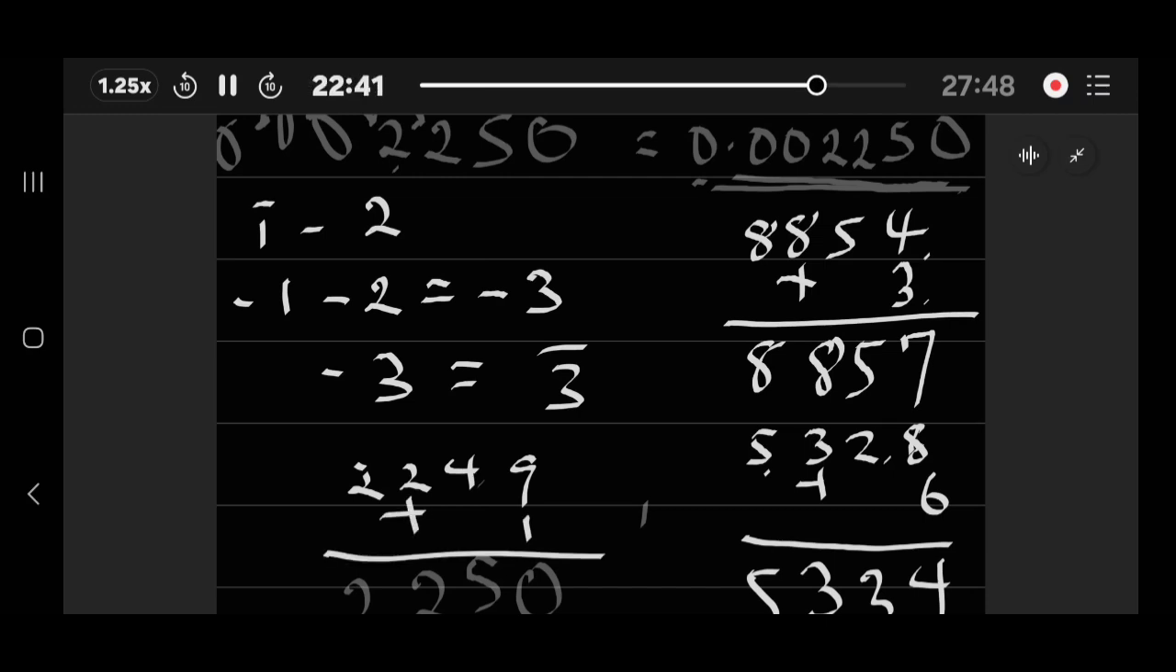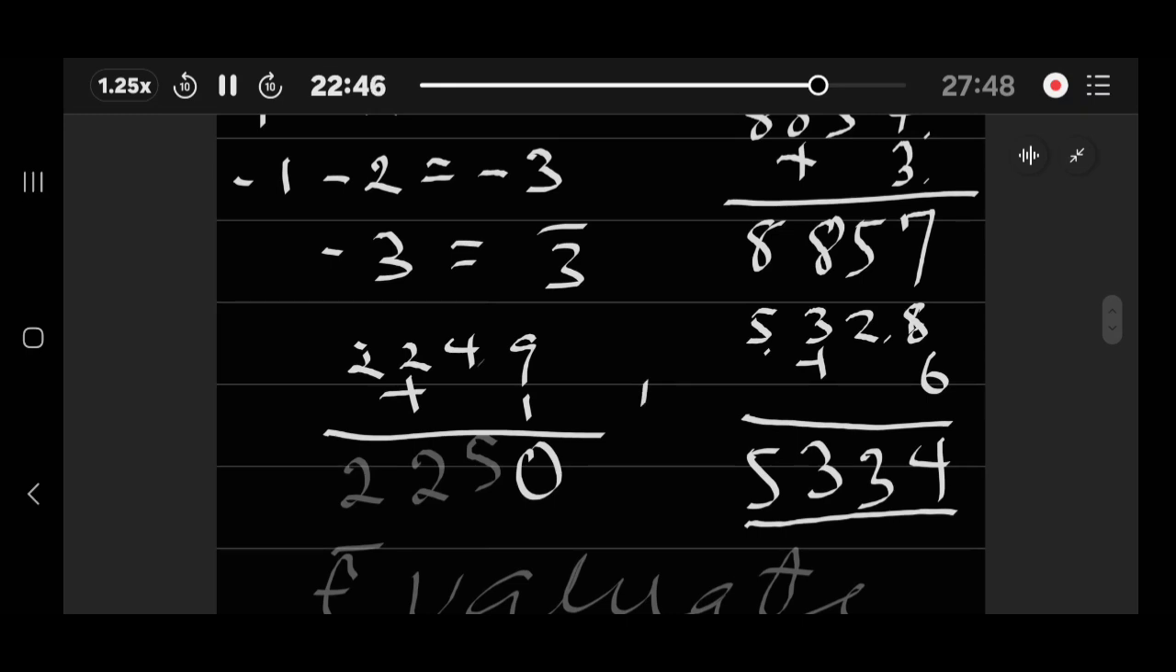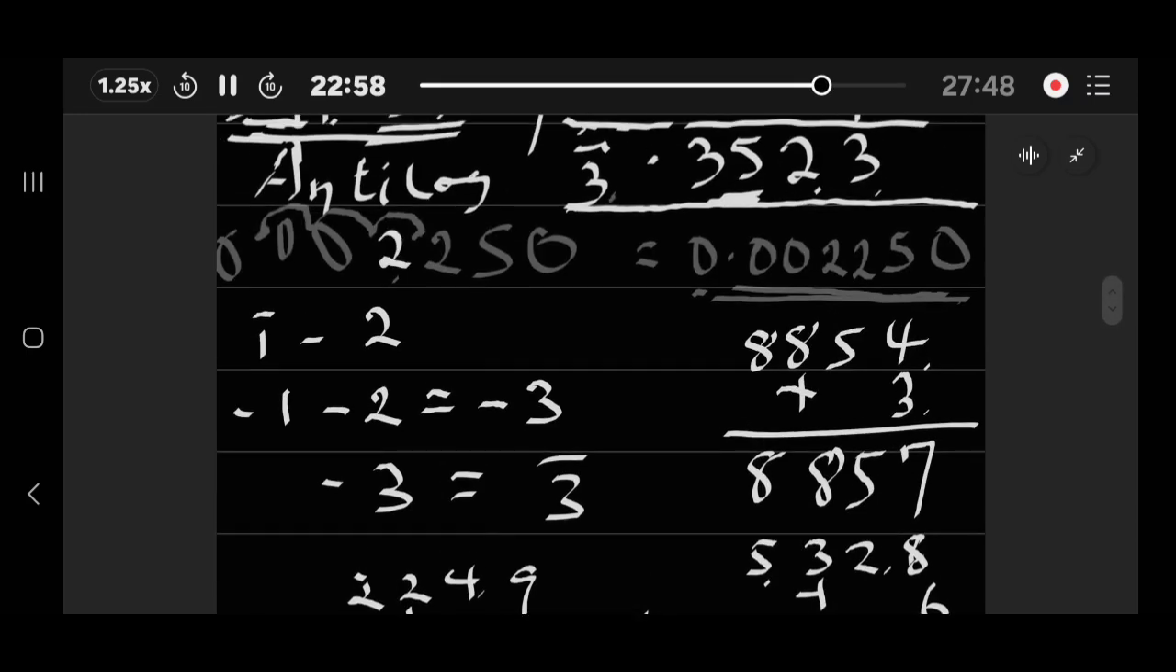We are going to add up the difference. 9 plus 1, 10, write down 0, carry 1. 1 plus 4, 5. And this is 2, and this is 2. That is 2250. Let me write it. Remaining the last thing, this bar 3. Bar 3 means we have to move our decimal 3 times.